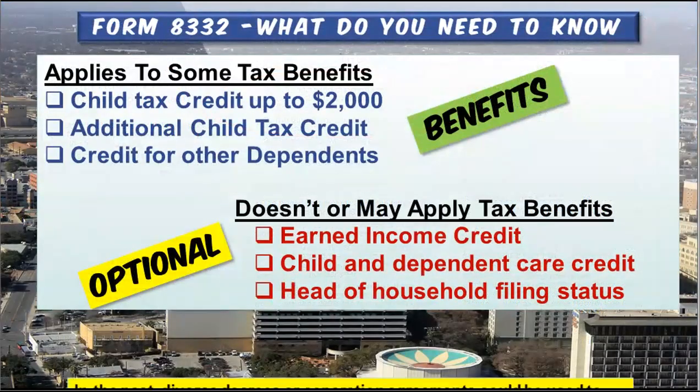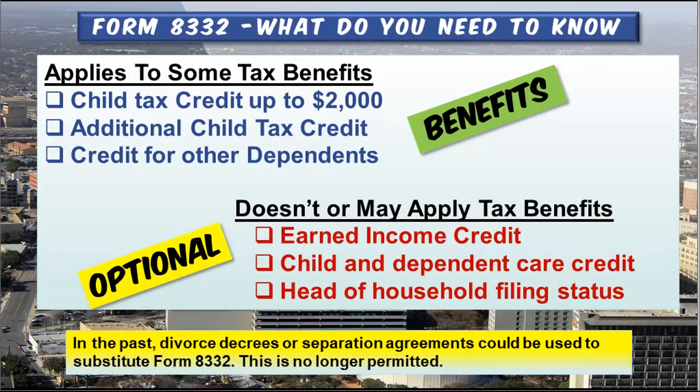So this brings us to, what are the benefits, or what do you need to know about Form 8332? Well, to start off with, it gives a tax benefit called a child tax credit, up to about $2,000. There is also the additional child tax credit, which for those who qualify gives a little bit more credit towards paying down your taxes. Also included is credit for other dependents.